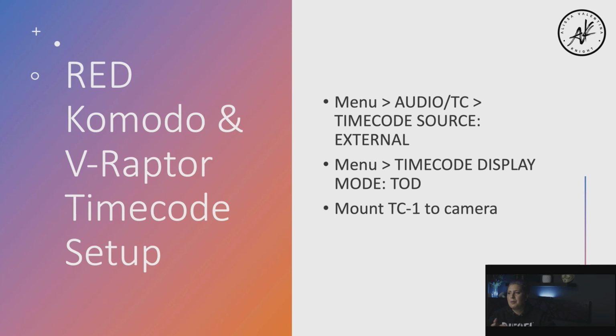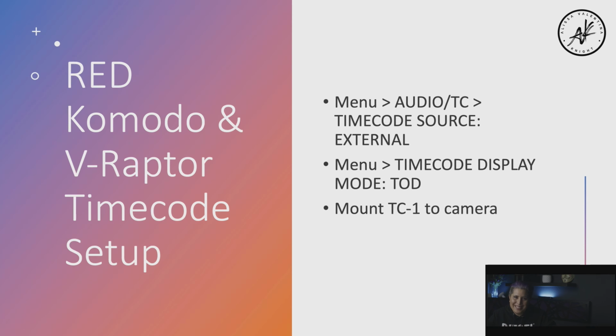But you're going to go ahead and switch that to external, so it'll take in the timecode information from the TC1. Then you're going to scroll over on the timecode display and set that mode to TOD. Once you set that, you're going to just mount your TC1 to the camera. Again, do not disconnect the TC1. It needs to be constantly feeding that timecode information to the camera while you're on set.